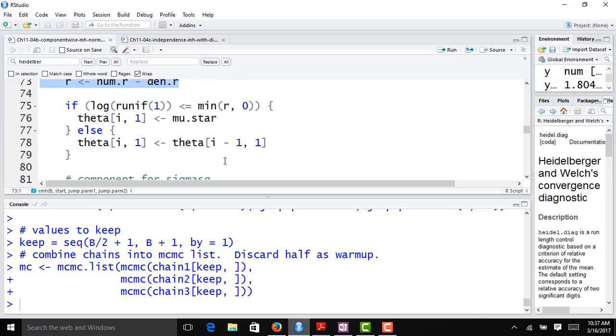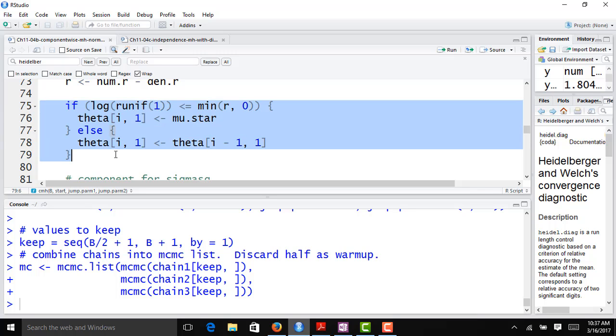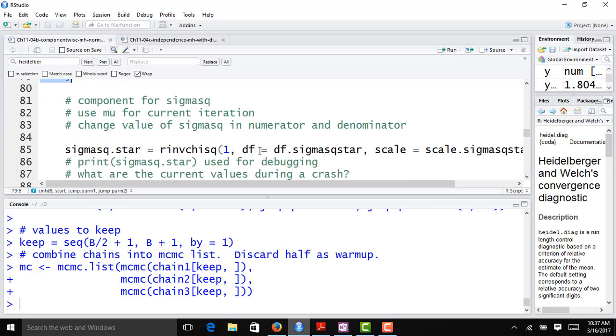And then I go through the process of deciding whether I'm going to keep the value of mu star I proposed, or whether I'm going to update the current iteration of my chain for the mu parameter with the previous value in my chain. So that's what I'm going through here. I'm trying to decide whether I update it with the proposed value or keep the previous value in my chain.